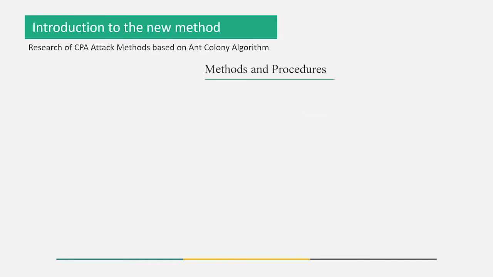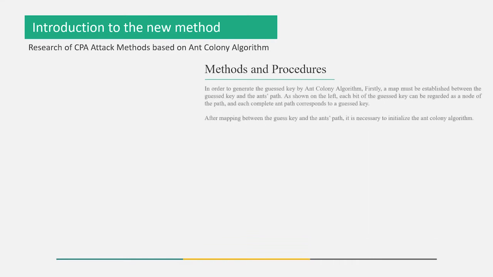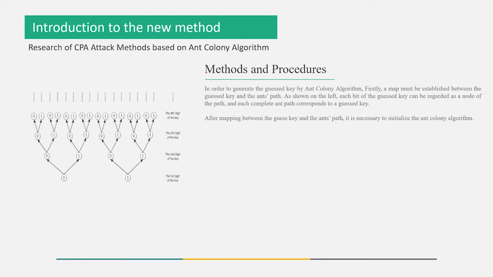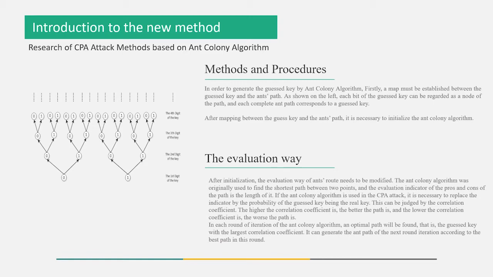In order to generate the guessed key by the ant colony algorithm, first, a map must be established between the guessed key and the ant path. As shown on the left, each bit of the guessed key can be regarded as a node of the path, and each complete ant path corresponds to a guessed key. The algorithm was originally used to find the shortest path between 2 points, and the evaluation indicator of the pros and cons of the path is its length.